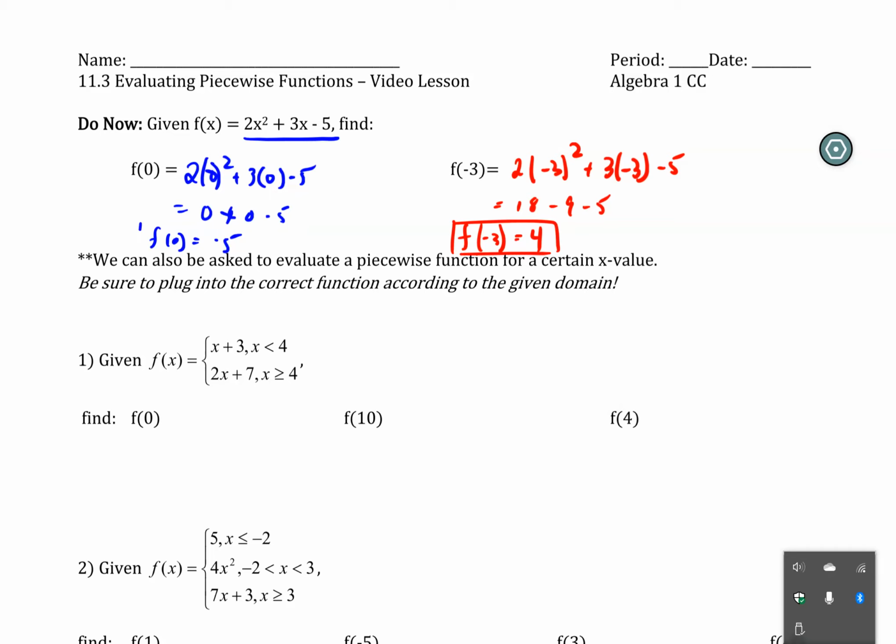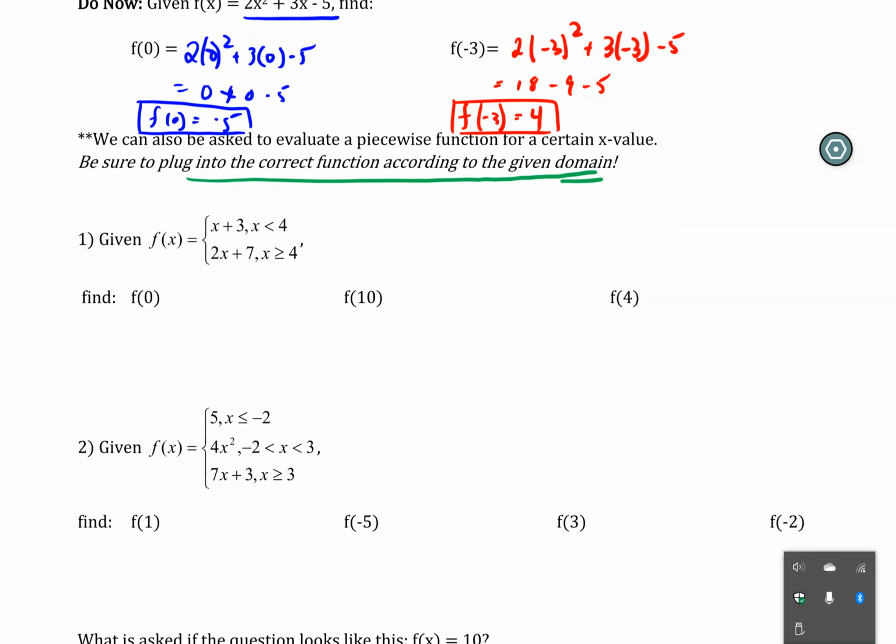So that's the evaluation portion. That's what we've done in the past. We're going to do that same thought process here for piecewise functions, except we have to make sure that we plug it into the correct portion of the domain. So look at example number 1 here. You want to evaluate f of 0. I just have to be conscious of what the restricted domains are. Where is the 0 going to work?